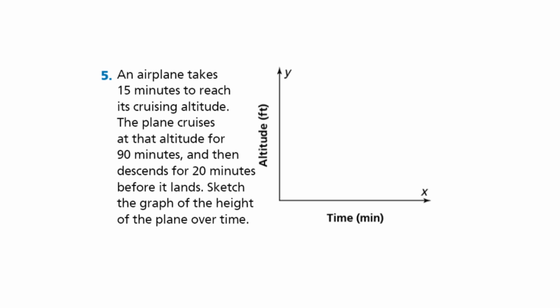Number 5, an airplane takes 15 minutes to reach its cruising altitude. The plane cruises at that altitude for 90 minutes and then descends for 20 minutes before it lands. Sketch the graph of the height of the plane over time. So it takes 15 minutes to reach its cruising altitude, so the airplane is going up. Then it cruises at that altitude, meaning it stays there for a period of time. And then it descends. Descends means it goes down for 20 minutes until it lands.